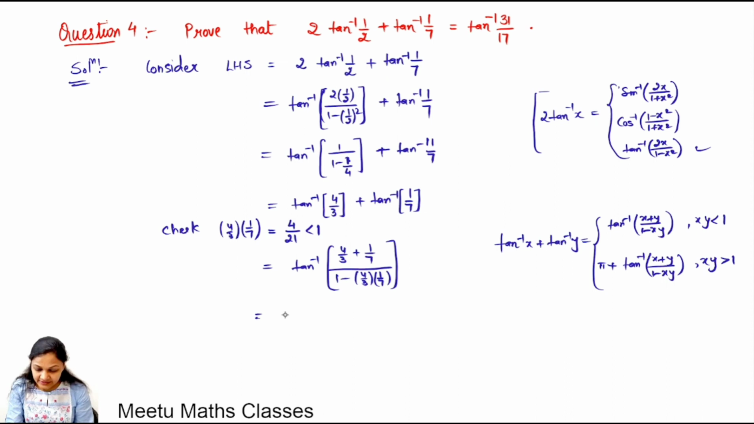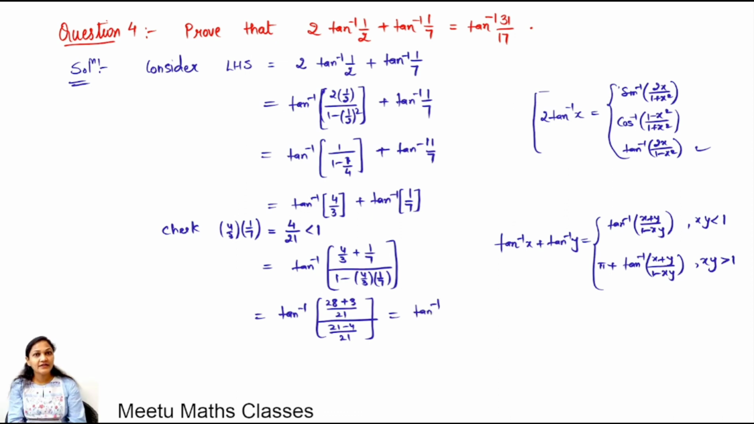Okay, and this is equal to tan inverse of 28 plus 3 upon 21 divided by 21 minus 4 upon 21, and that will give you tan inverse of 28 plus 3, 21 will cancel out, this will be 31 by 17, and that is your right hand side. So hence proved.